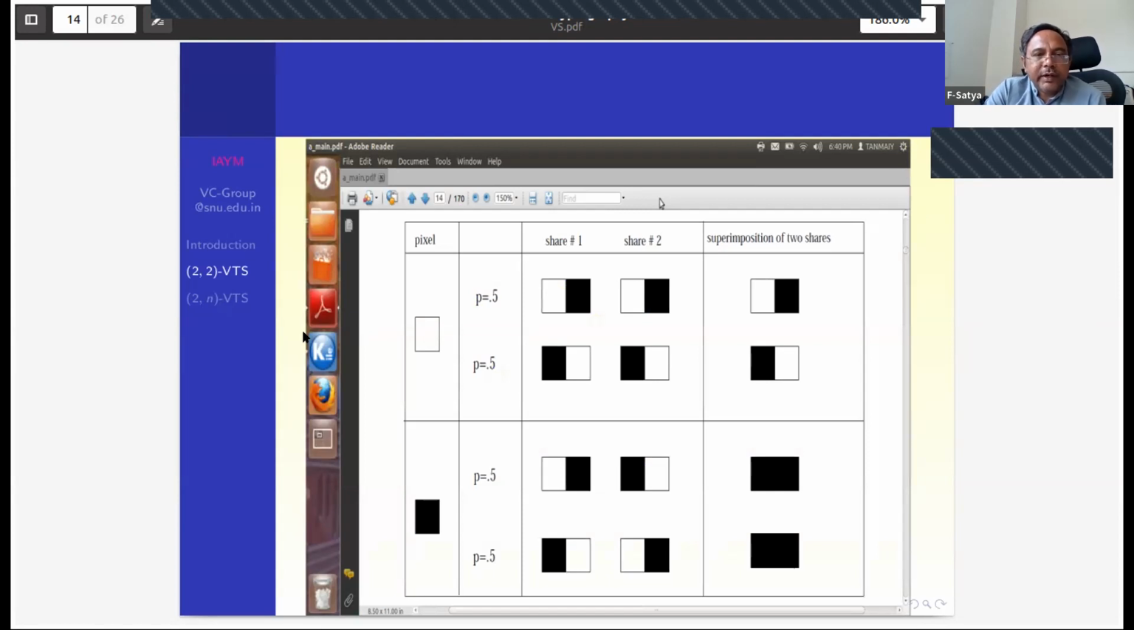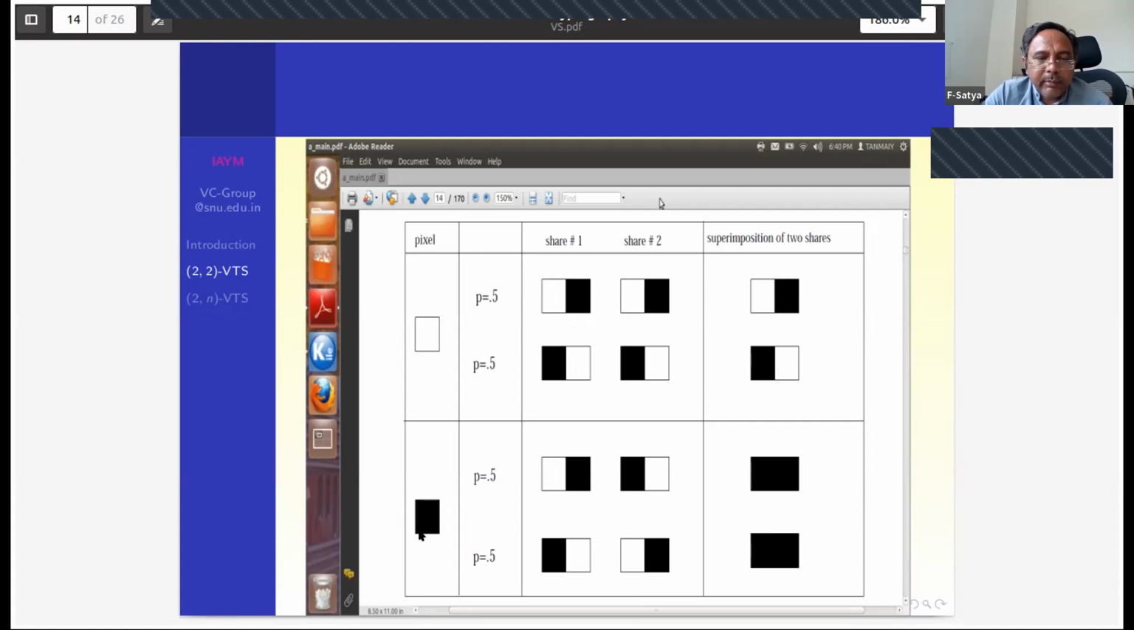So we have two pixels, right? A white pixel and a black pixel. A white pixel I can make like this. So these are two white pixels, or this, or this. I'll toss a coin and then choose. Now if you superimpose these two, what do we get? This is the share. Same thing, right? This is also the same thing.